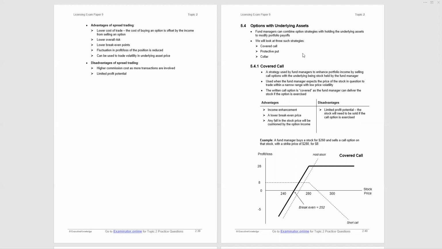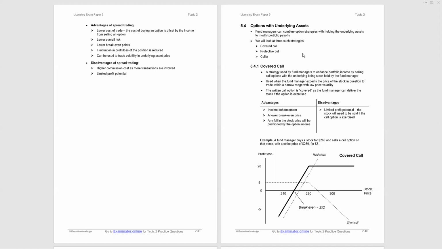Finishing off the different option strategies, we'll look at 5.4 options with underlying assets. So this is where you hold the assets, the stocks, funds, and you either enhance your income or you protect your position by using options. The covered call, that's where we own stocks and we sell call options. The idea is you're increasing your income and you're taking a view that the prices won't move much.